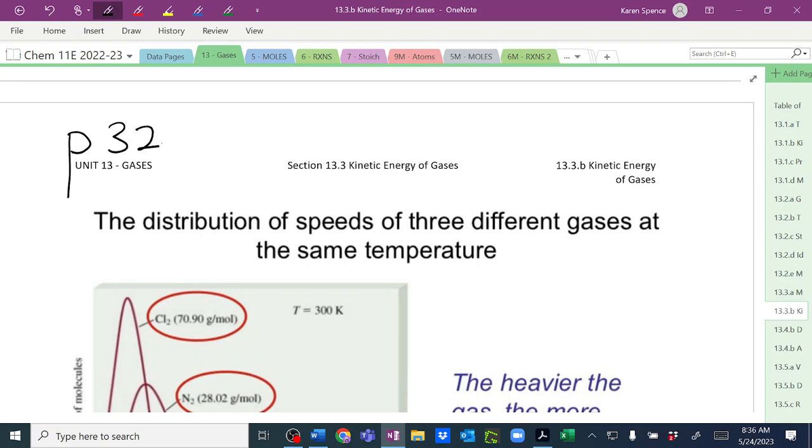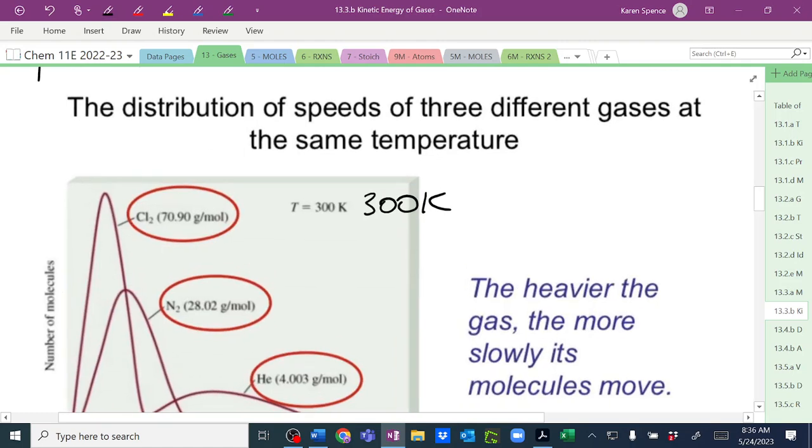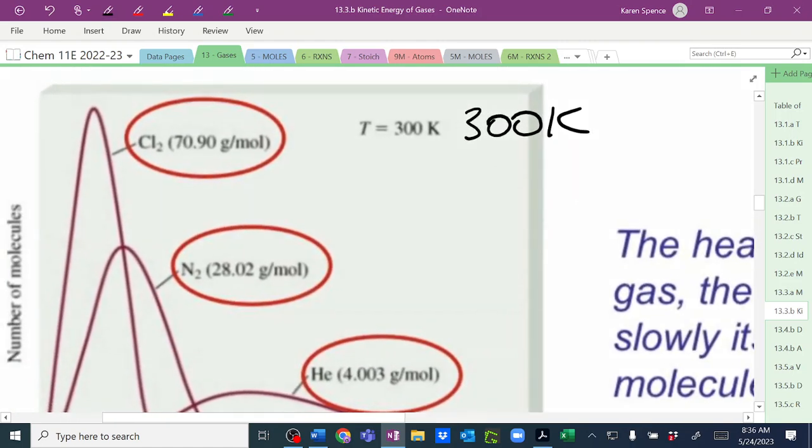Okay, so this is mostly a review of what we did over the last couple of weeks. The distribution of 3 different gases at the same temperature. So we are all at 300 Kelvin. We have chlorine, which is the most massive. And we have helium, which is the least massive, and we have nitrogen N2, which is somewhere in the middle.